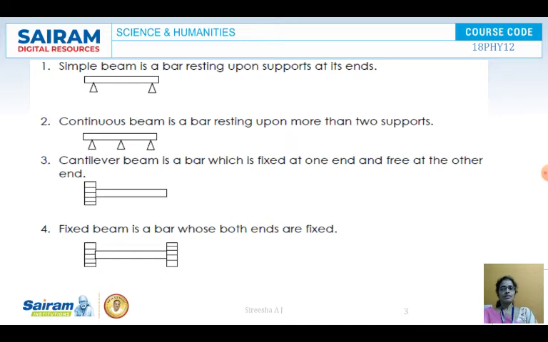Now we see in bridges and flyovers, the beams which have more than 2 supports are called continuous beams. Wherever there is a beam resting upon more than 2 supports, it is a continuous beam. So these are the types of beams.